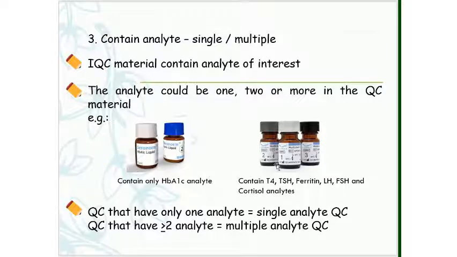QC. Whereas this kind of QC contains the analytes T4, TSH, ferritin, LH, FSH, and cortisol. So this is called multiple analyte QC. So QC that has only one analyte is described as containing a single analyte, while QC that has two or more analytes is described as containing multiple analytes.